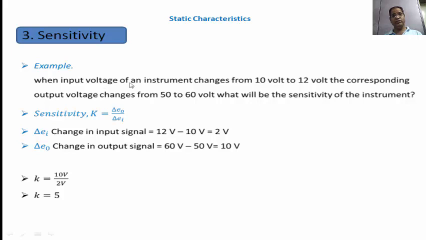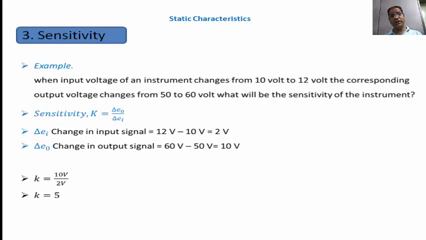the input voltage of an instrument changes from 10 volt to 12 volt. So input changes from 10 to 12 volt, and the corresponding output voltage changes from 50 to 60 volt. What will be the sensitivity of the instrument? So how will you calculate the sensitivity? Sensitivity K is equal to what? Delta E0, which is the change in output, upon delta EI, which is the change in input. This is the formula: K is equal to delta E0 upon delta EI.